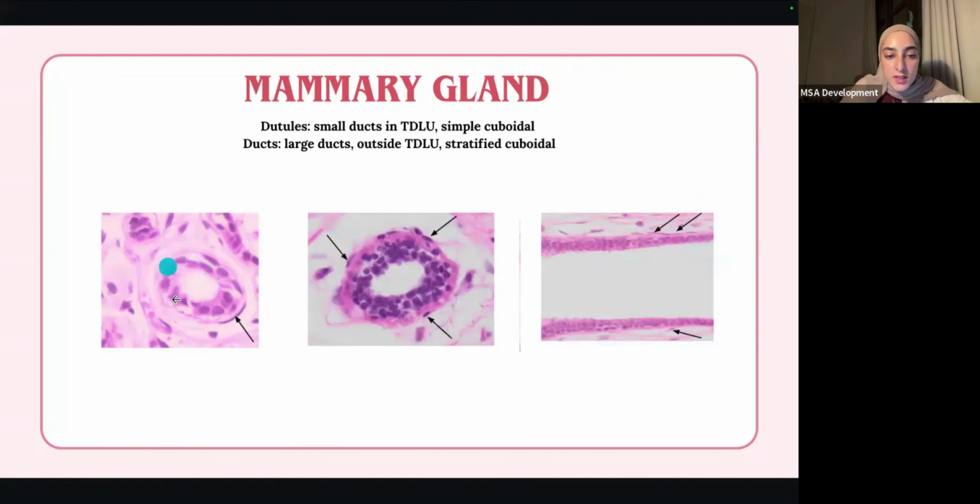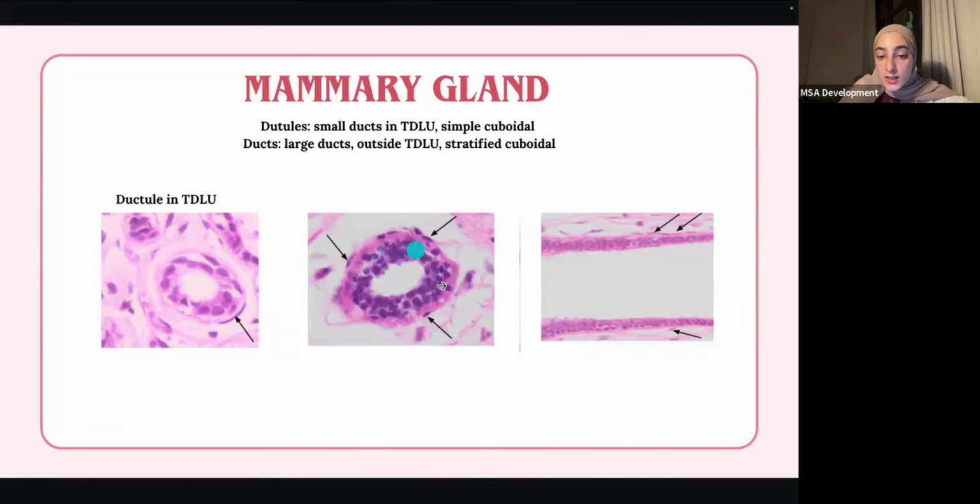What is this? Is this simple or stratified? This is simple. So what do you think this is? This is a small duct in the TDLU, okay? Not duct, sorry, ductule. This is a small ductule, a small duct in the TDLU, inside the functional structural unit of the breast, and it's simple cuboidal.